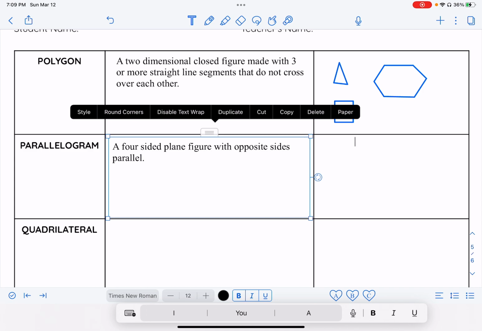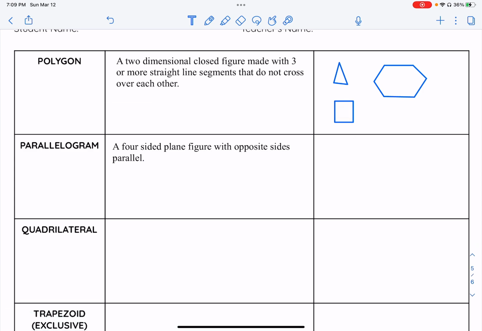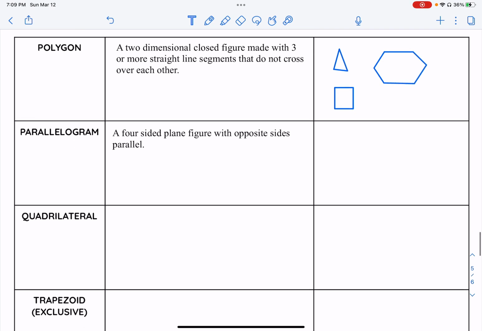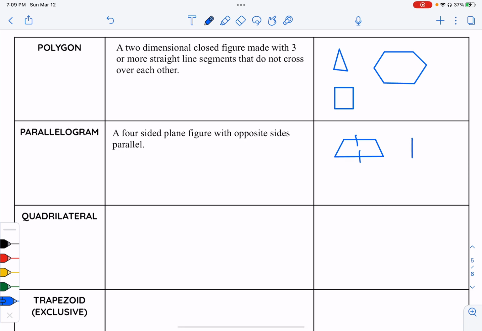So it only has up to four sides. An example of a parallelogram would be a trapezoid. We know we've seen trapezoids before, maybe not this year, but in years past, and these opposite sides are parallel. Another parallelogram would actually be a square or rectangle because these sides are parallel and these sides are parallel. So make sure you have those examples down. Again, feel free to pause the video at any time.